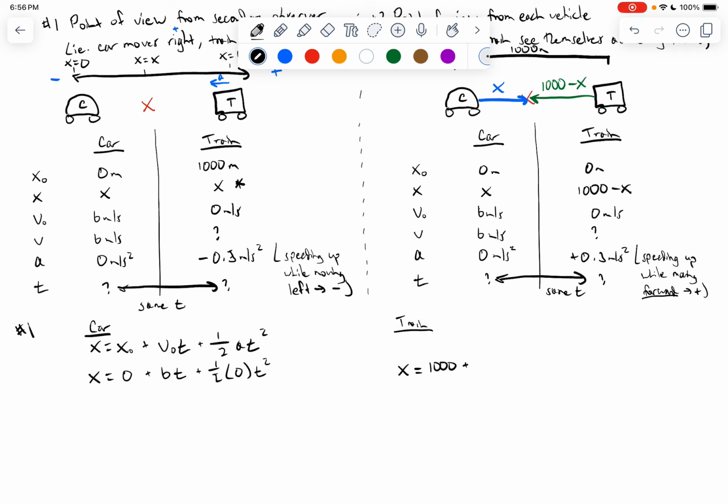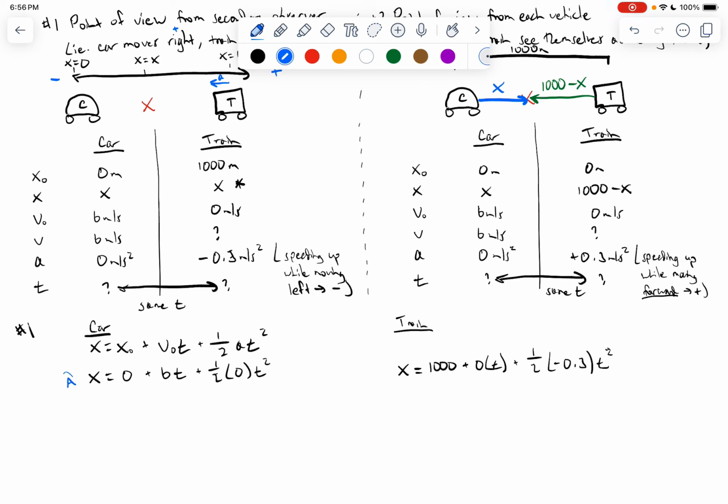We then add to our initial velocity of 0, multiplied by our time, then add our acceleration term: 1/2 times our acceleration of negative 0.3, multiplied by t squared.